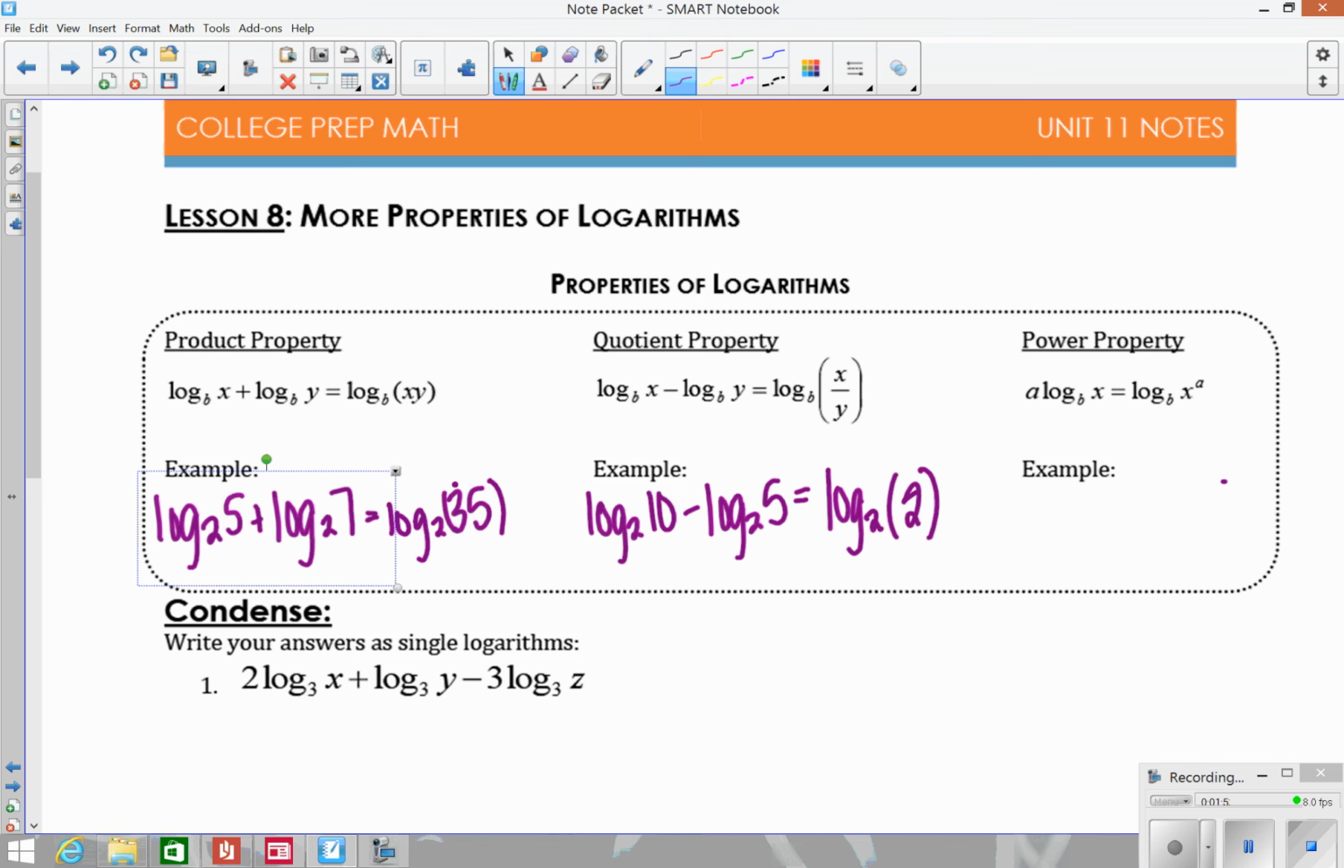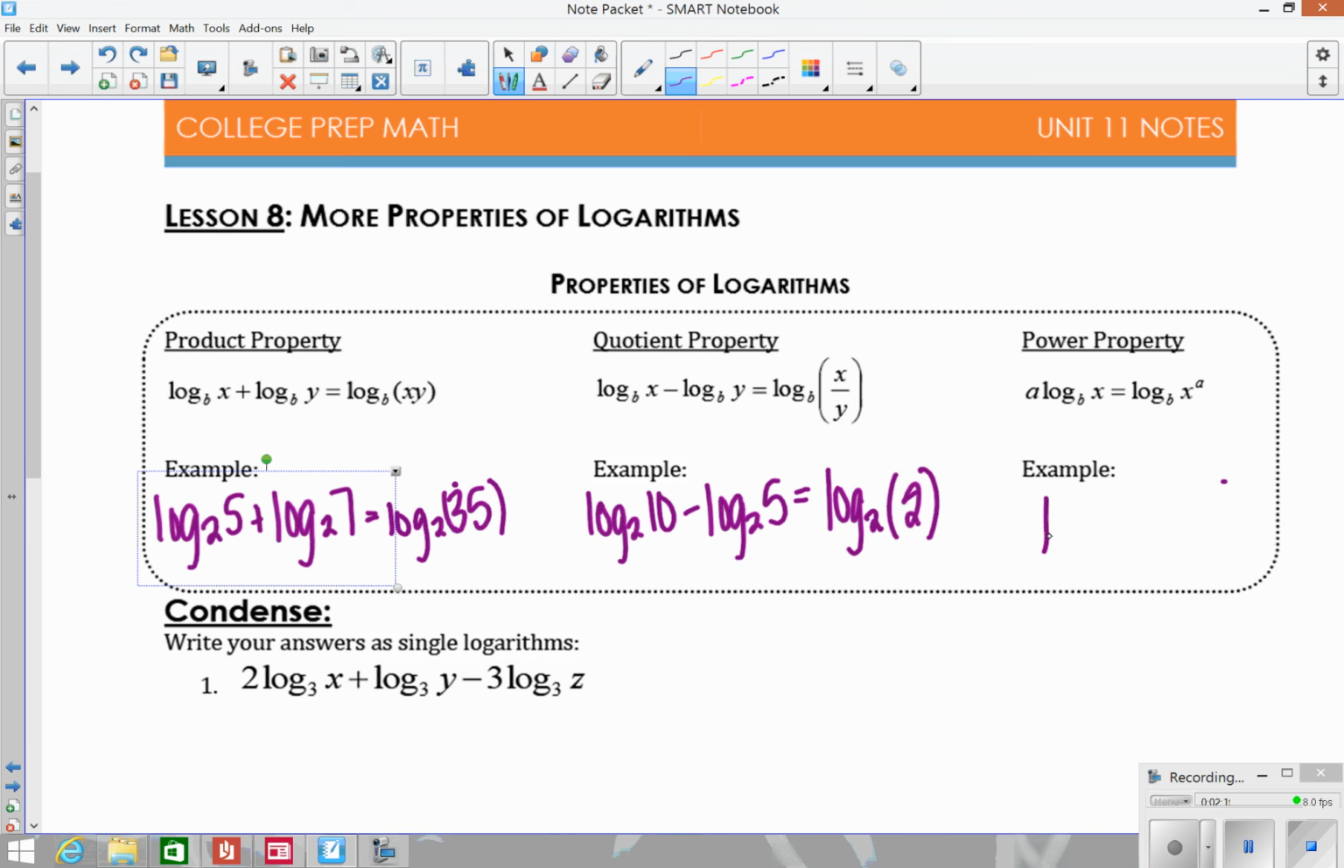And then the power property is basically saying that whenever you are taking the log of something that's being raised to a power, it's the same thing as taking that power and making it the coefficient. So you take the power and bring it down in front and multiply it by log base b of x. It also goes the other way. If I have a coefficient, that really means it's the power of whatever you're taking the log of. You're going to see that one a lot.